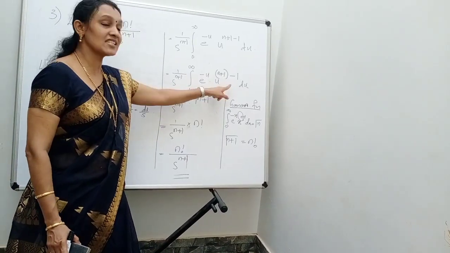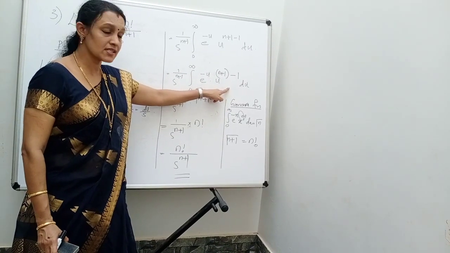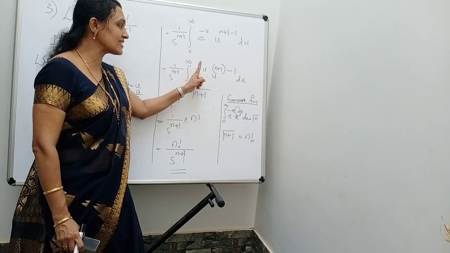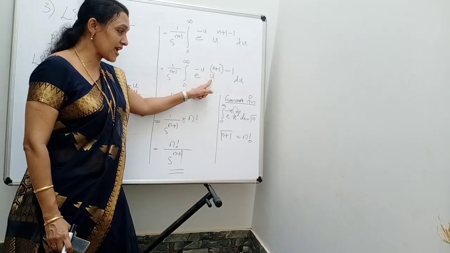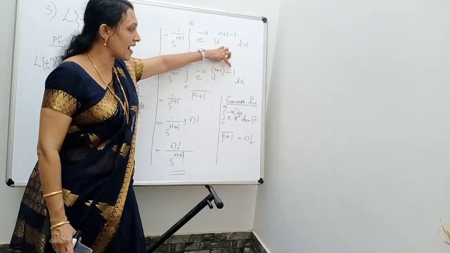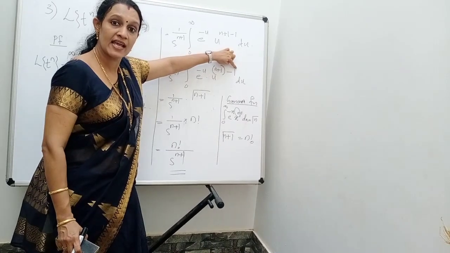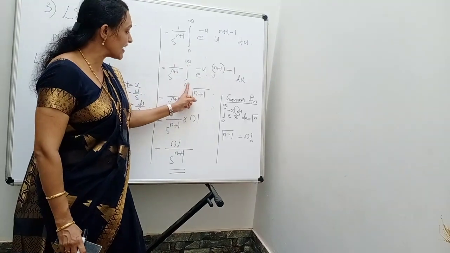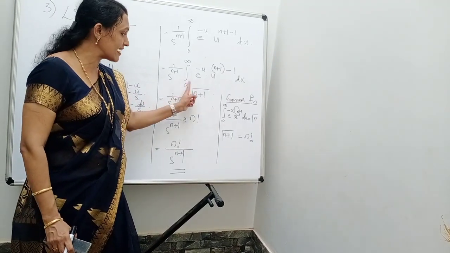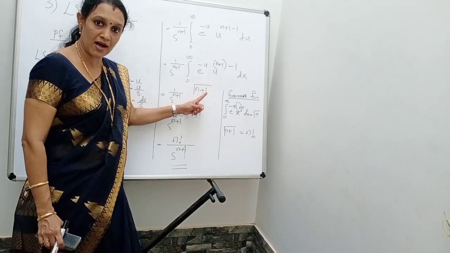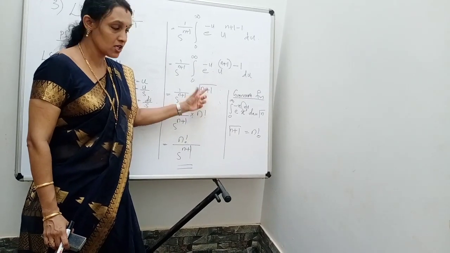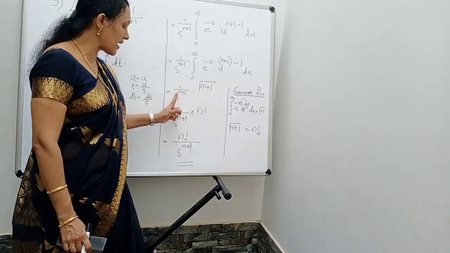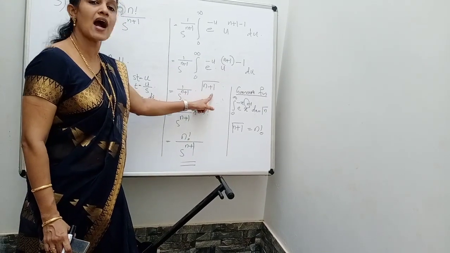This definition is in terms of the variable u. The integral from 0 to infinity of e raised to minus a variable into the same variable raised to a number minus 1 is gamma of this number, and gamma is denoted by this symbol. This is not a square root, just a notation for gamma. So the whole integral can be replaced by gamma of n plus 1. So we get 1 by s raised to n plus 1 into gamma n plus 1.